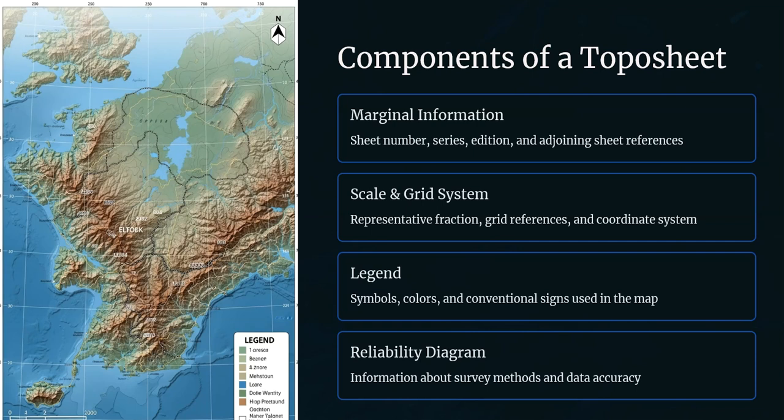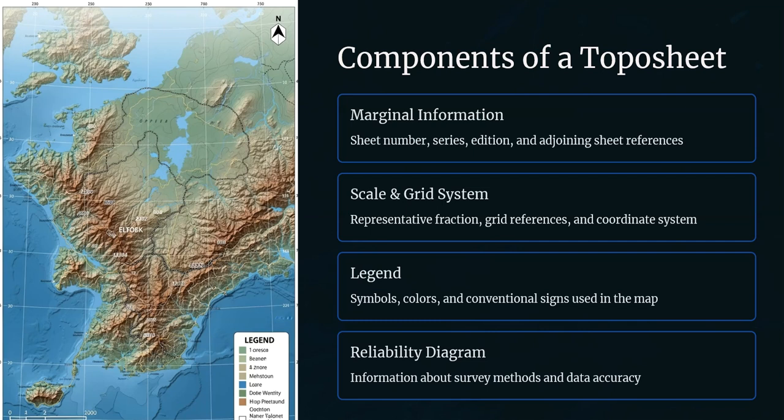Then apart from that, there is the scale and grid information. In maps, we know that there is a representative fraction, called RF. You will have some grid reference, then the coordinate system, right? And the legend, in the legend you can find the symbols and colors, suppose the forest shown in green, urban area shown in red, and the water body in blue. So we know the basic colors of the Toposheet, right? And the conventional signs used in the map, suppose a temple or church has a cross mark, right? A school has a different symbol, right?